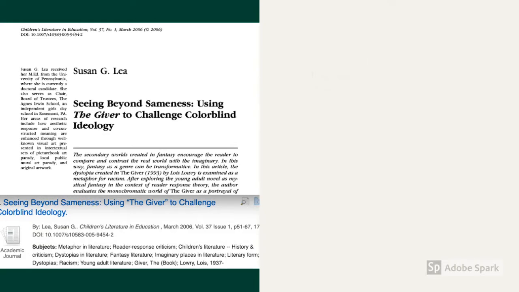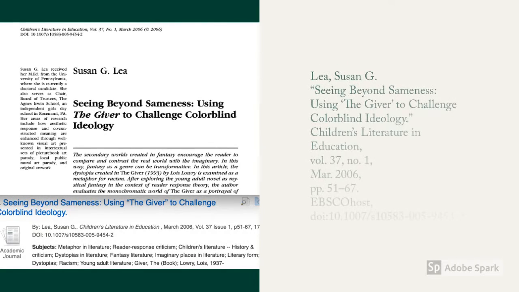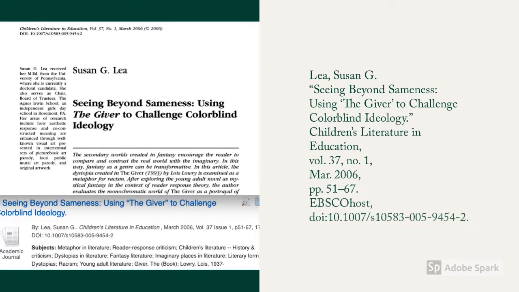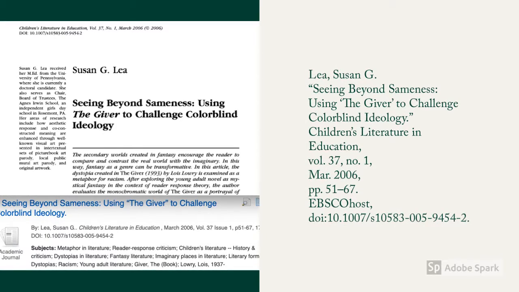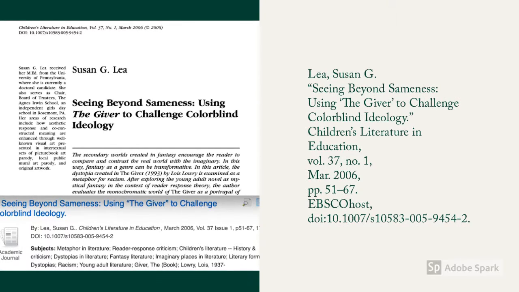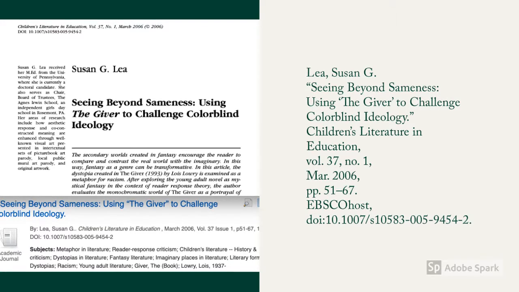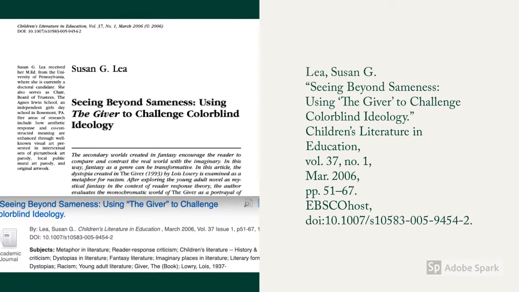For this article, most of the information can be found listed on the first page of the article, but the listing in EBSCOhost gives us any of the missing information that we need. The author is Susan G. Lee. The title, Seeing Beyond Sameness, Using the Giver to Challenge Colorblind Ideology. The journal title, Children's Literature and Education, can be found in the upper left-hand corner of the page. Volume and issue numbers are also listed there, as well as the publication date. Since the publisher is the same as the journal name, we do not have to list it twice.